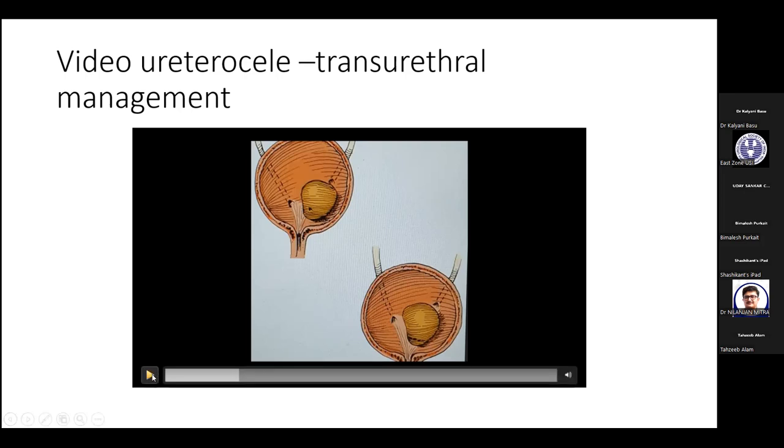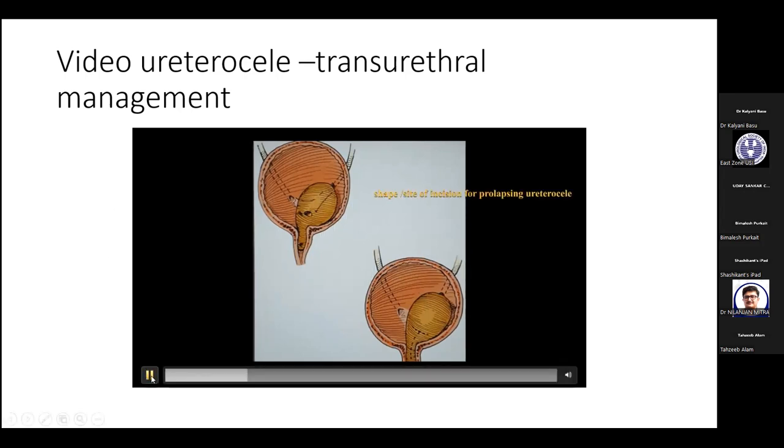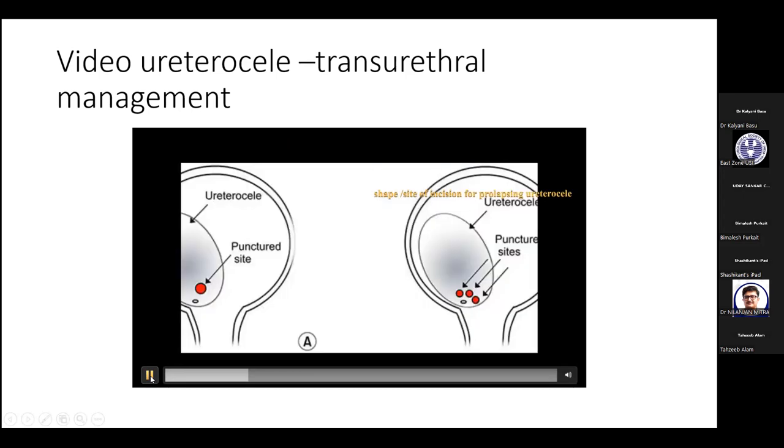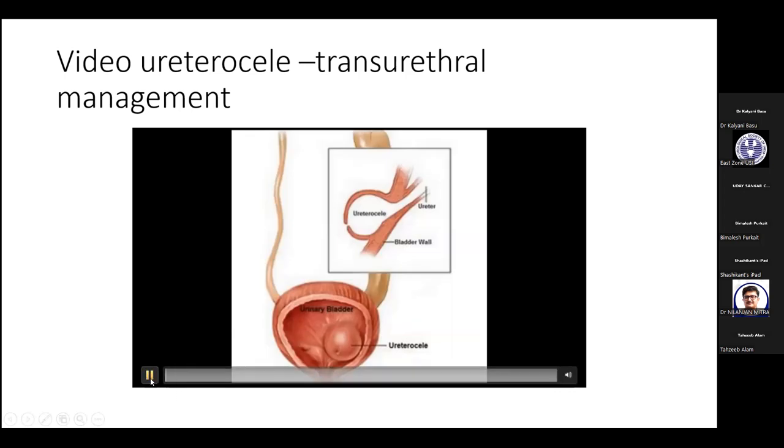If you do that, the chance of reflux will be less with this technique. So what is your purpose? Our purpose is to relieve the obstruction. At the same time, if you remove the obstruction excessively, there will be a chance of de novo reflux in the postoperative period. That is why you have to relieve the obstruction maximally and also not induce reflux.